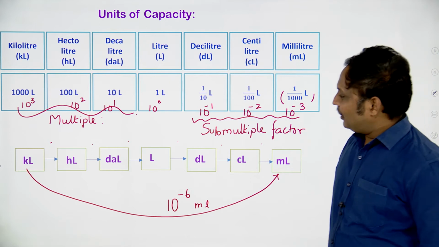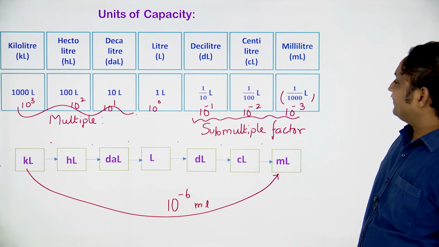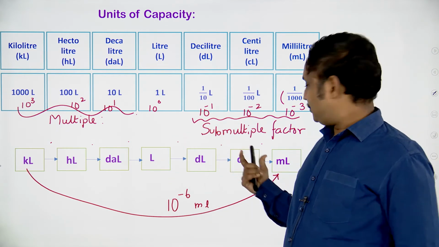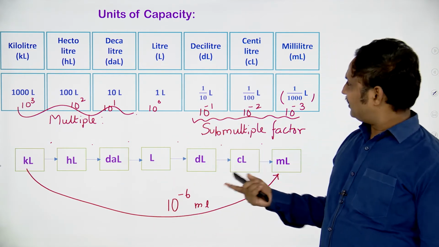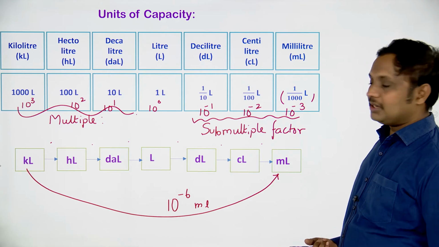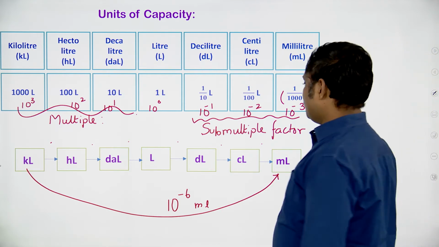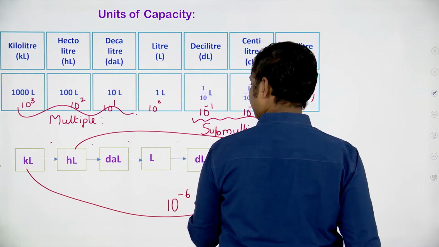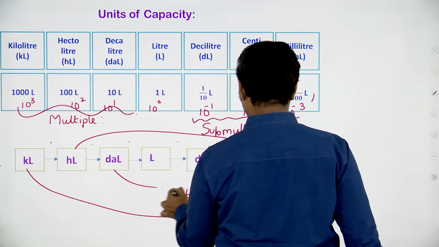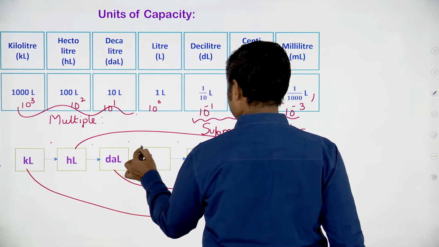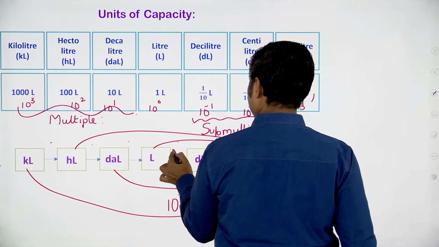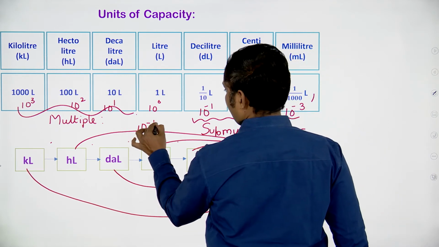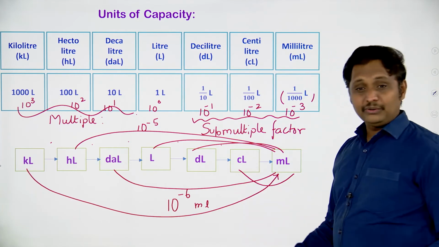If you want to have the conversion from kiloliter to milliliter, this table is very useful for you, right? And if you want to get that conversion from here, you have to take that. In this way you can take this, like that. You have to take 10 power minus 5. We are going to get this conversion.